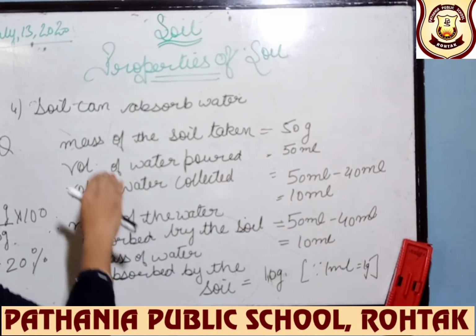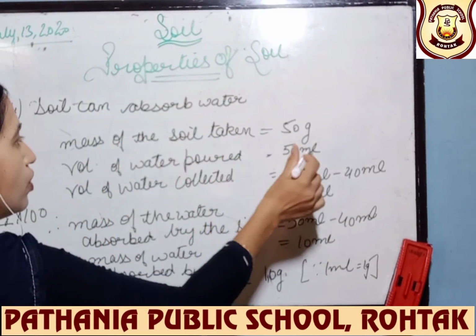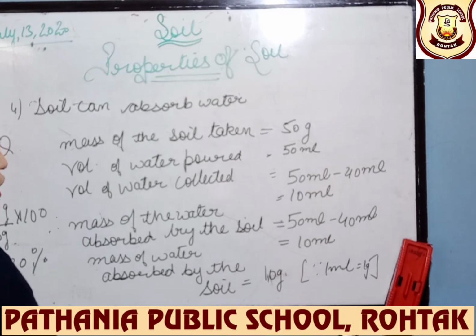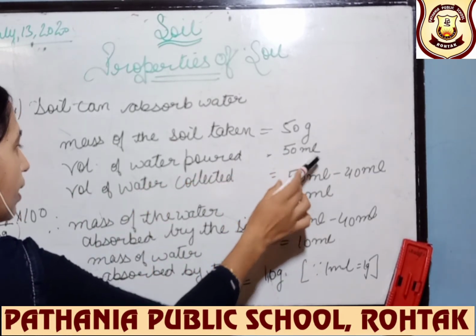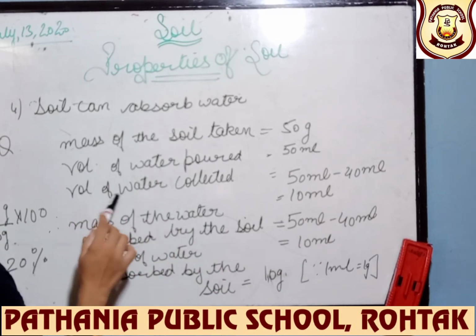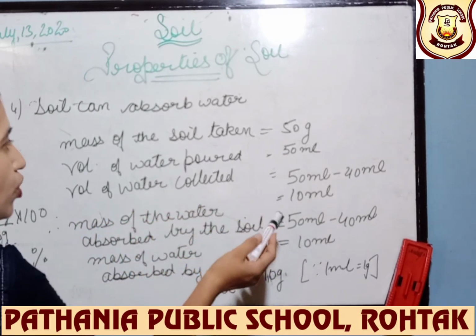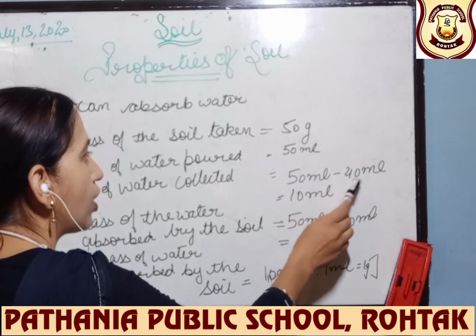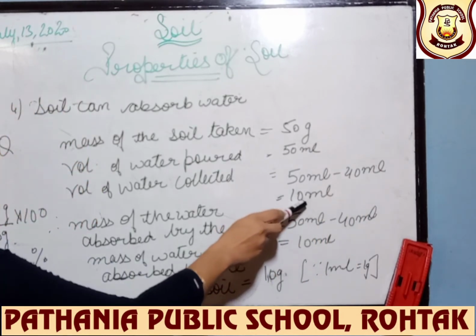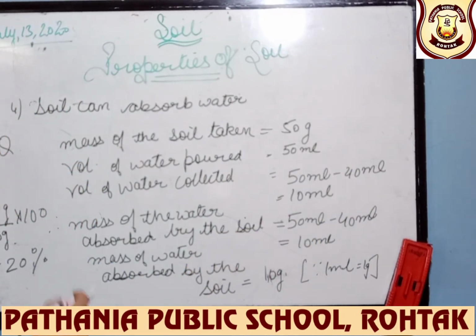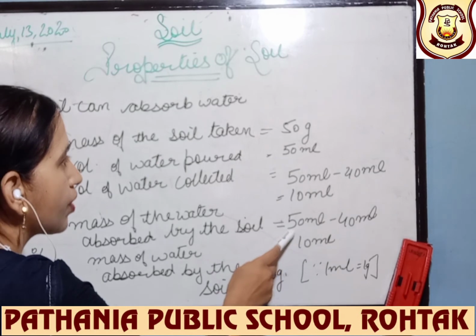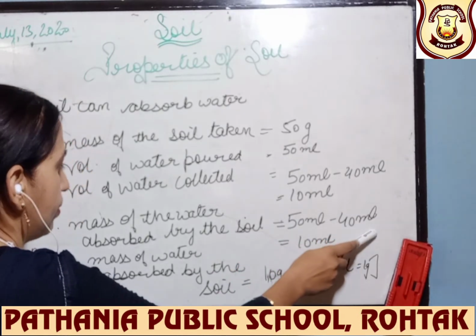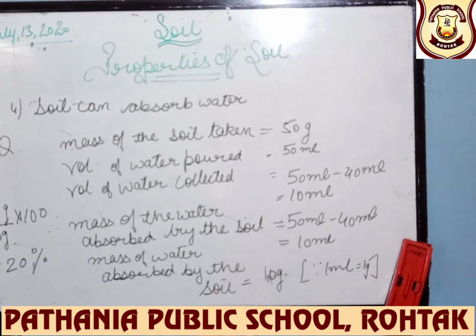What would you like to take first? Mass of the soil taken, you will take 50 gram, that is given in your question. Volume of water poured, that is 50 ml, that is also given. And the volume of water collected, how you will take out: 50 ml minus 40 ml. Then you get 10 ml over here. Now mass of the water absorbed by the soil is equal to 50 ml minus 40 ml. Then 10 ml you will get as the answer.